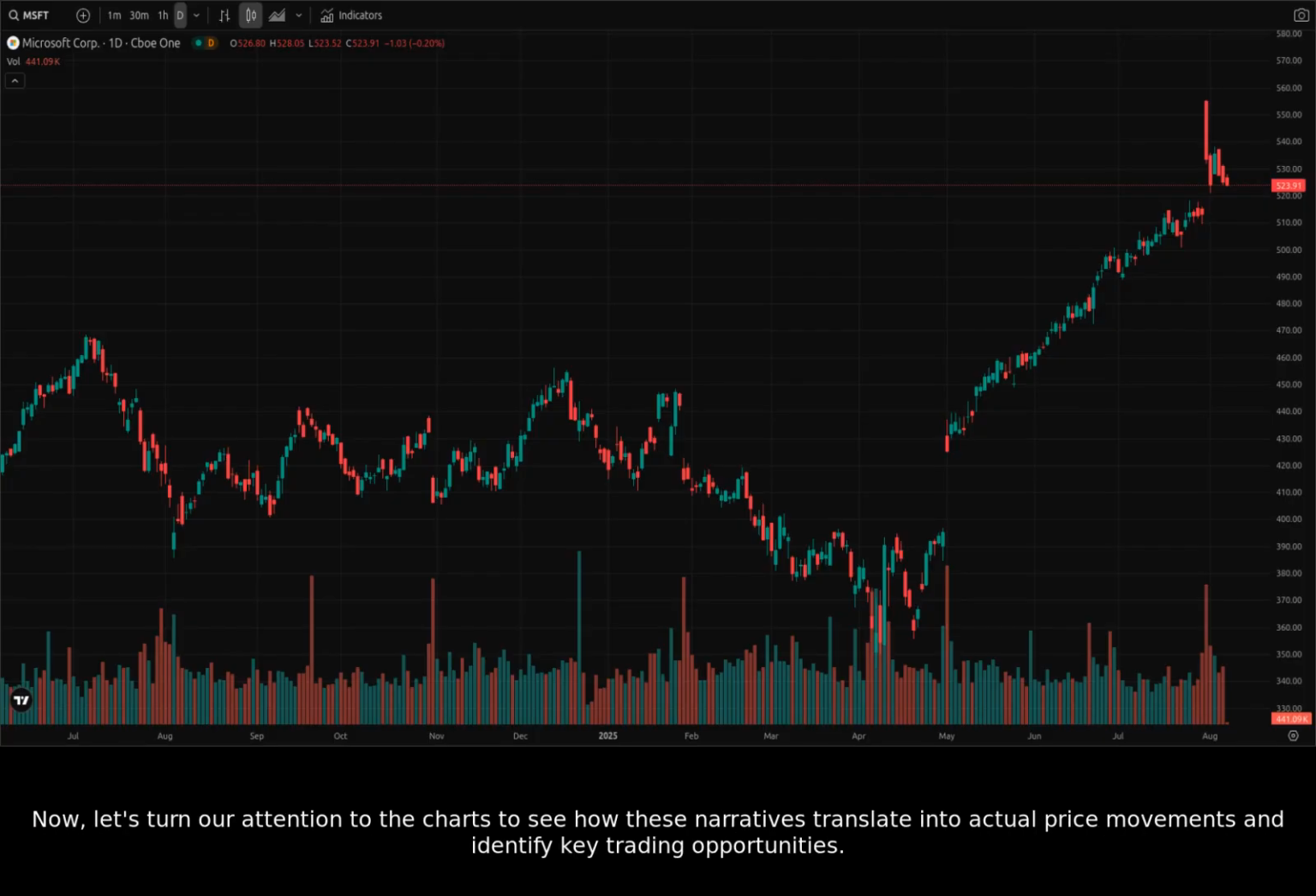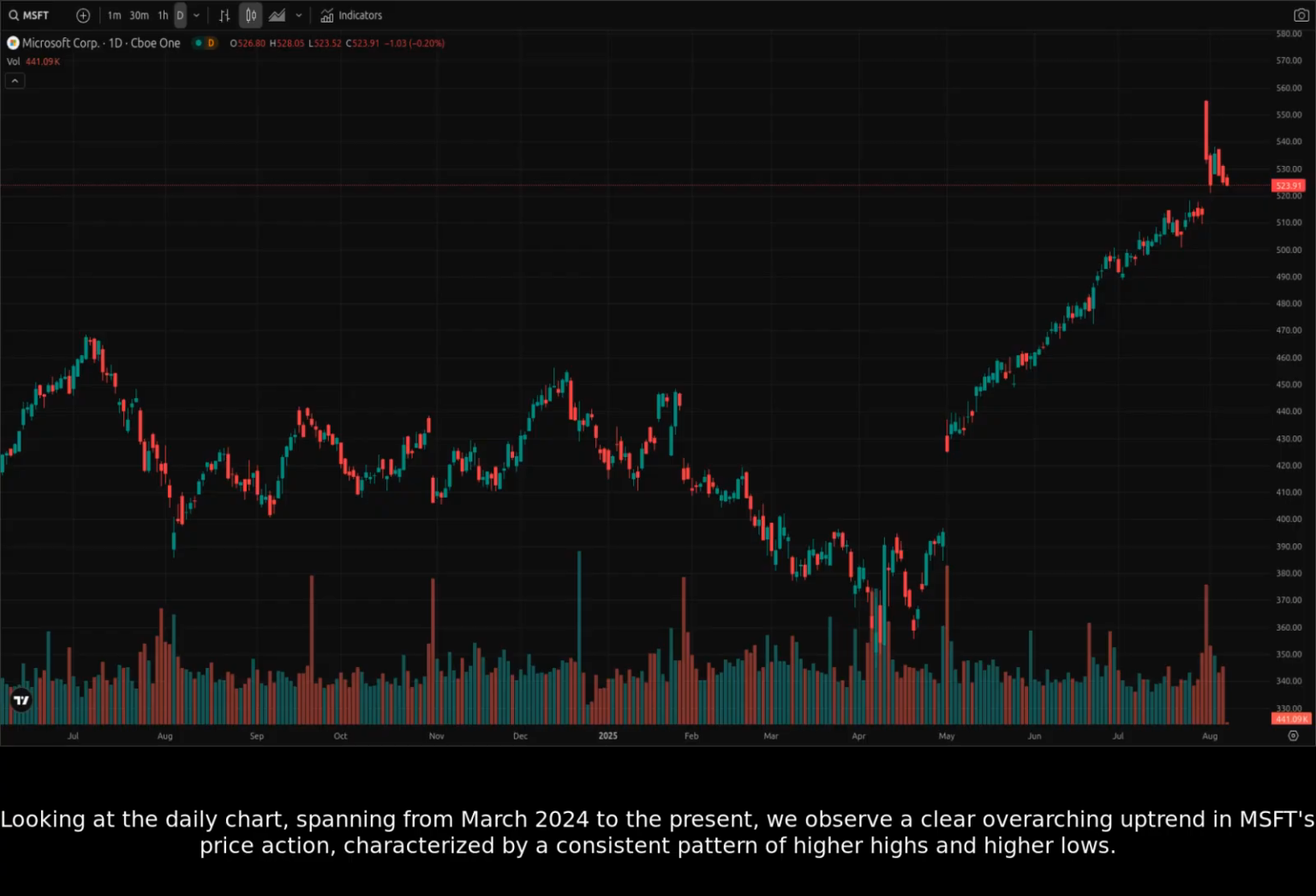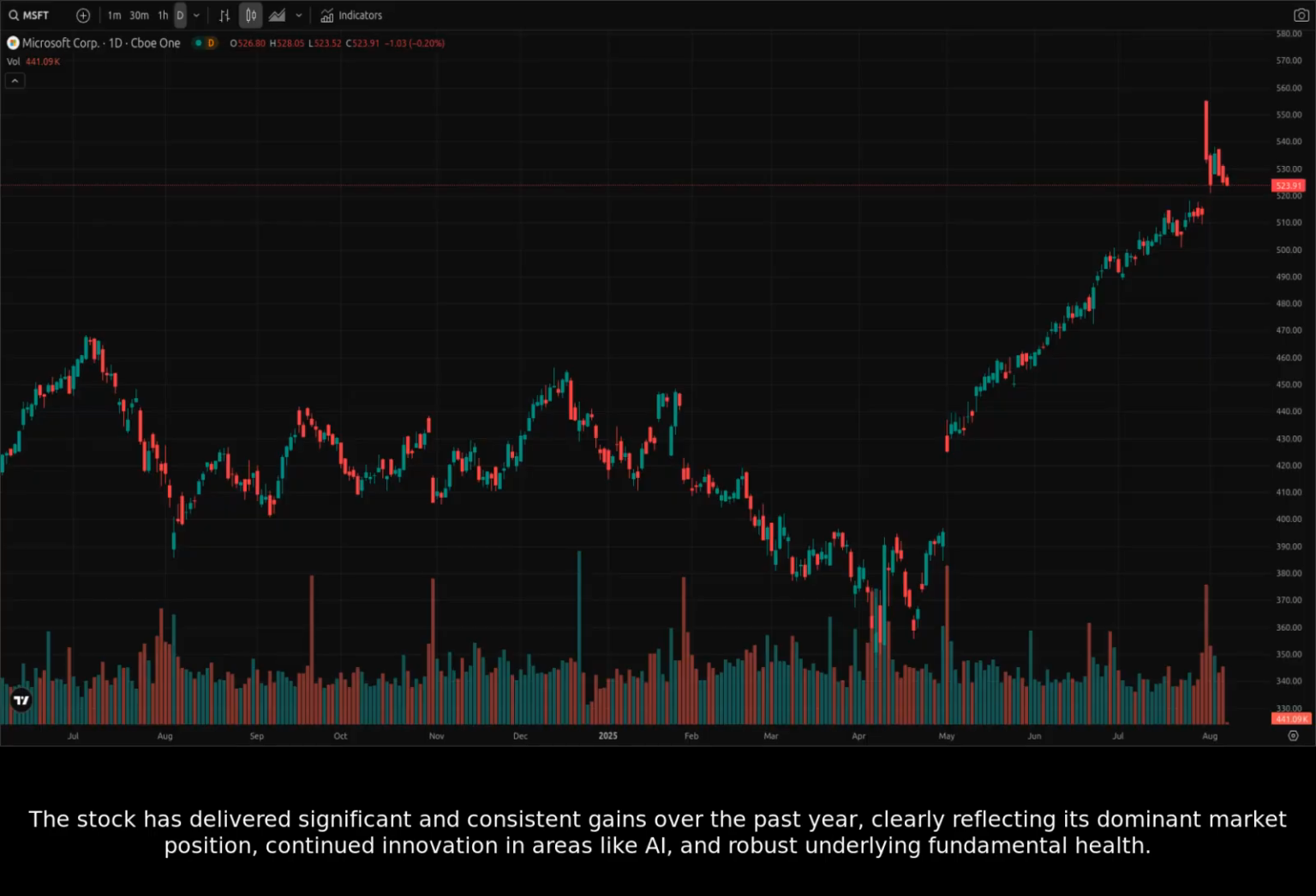Now, let's turn our attention to the charts to see how these narratives translate into actual price movements and identify key trading opportunities. Looking at the daily chart, spanning from March 2024 to the present, we observe a clear overarching uptrend in MSFT's price action, characterized by a consistent pattern of higher highs and higher lows. The stock has delivered significant and consistent gains over the past year, clearly reflecting its dominant market position, continued innovation in areas like AI, and robust underlying fundamental health.